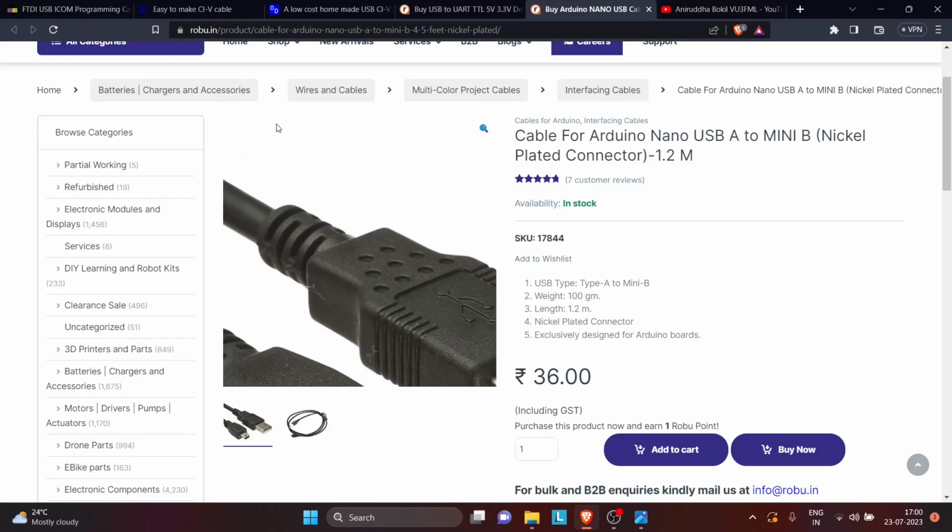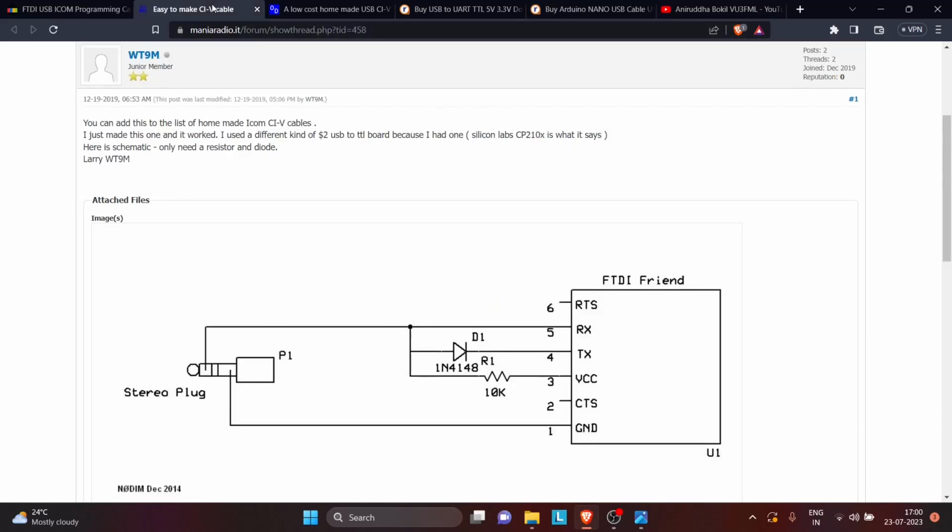So the circuit that I used to make this cable is by Whiskey Tango 9 Mike. I will put the link to this particular web page in the description below.